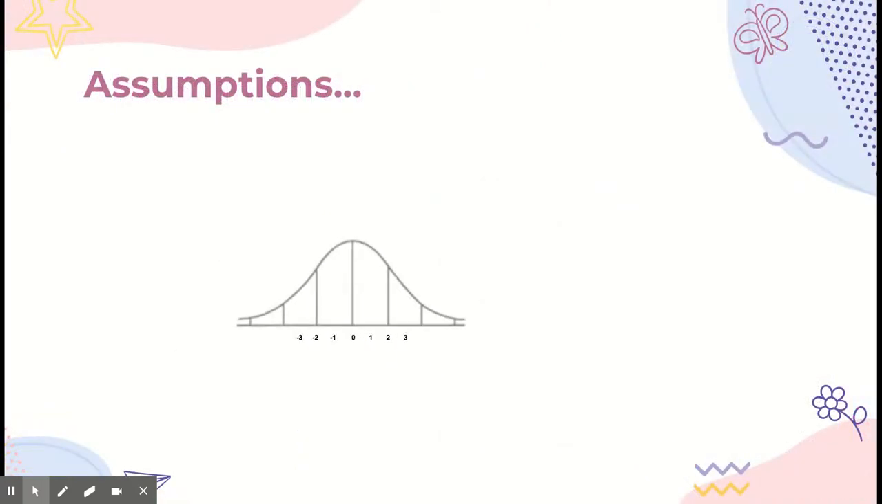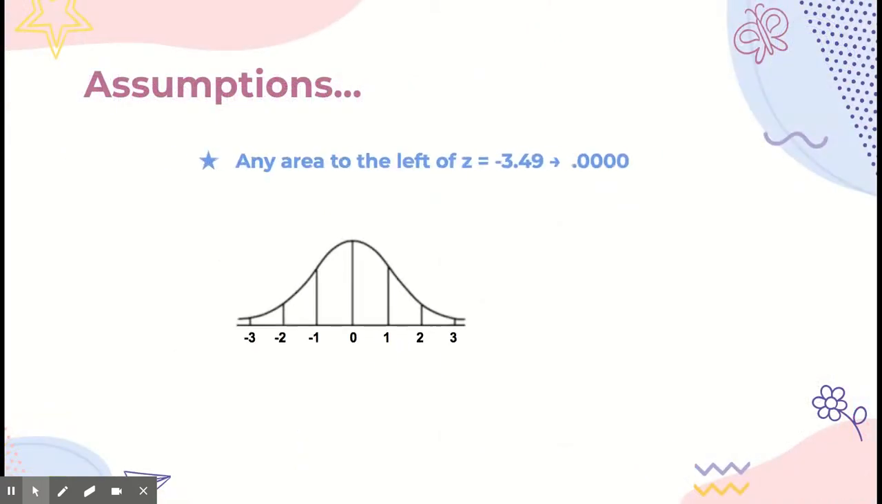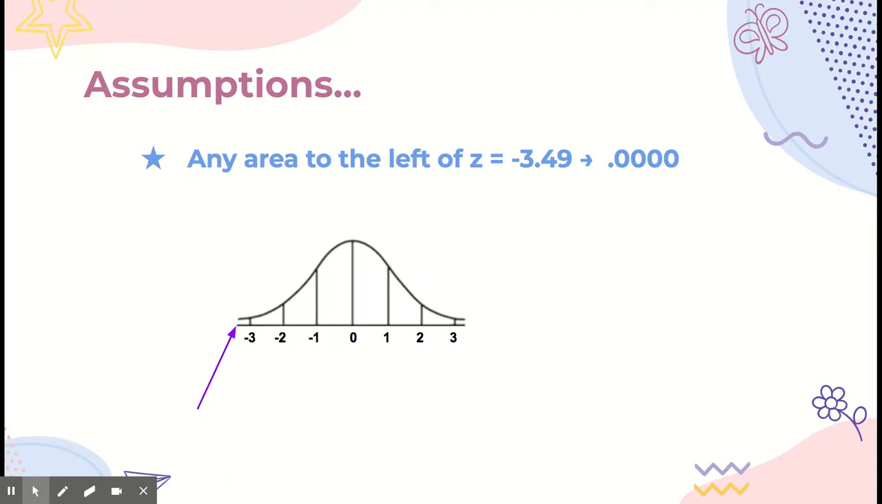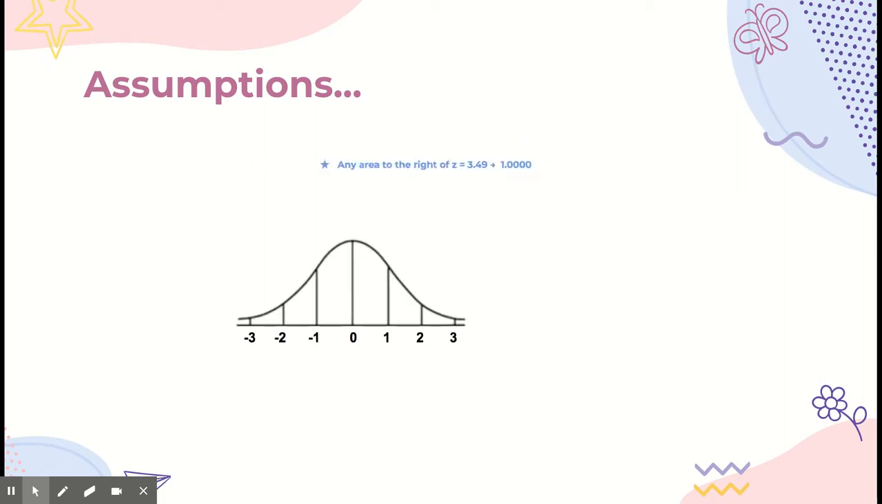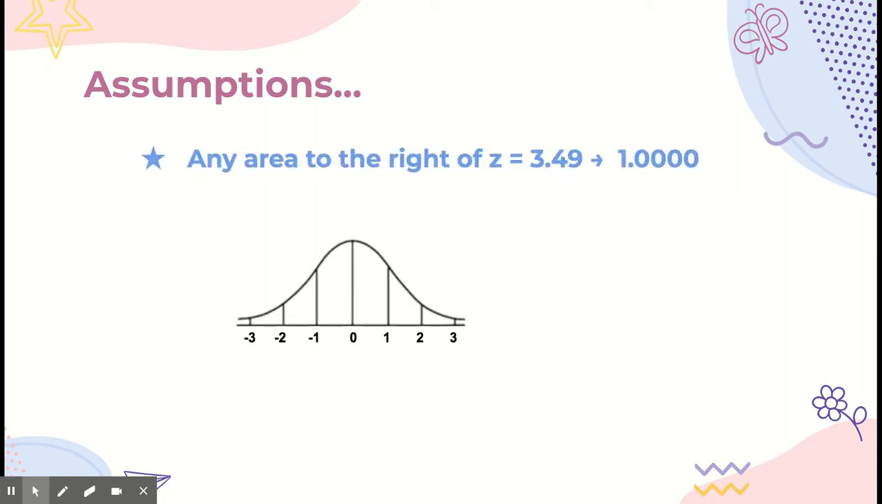There are some assumptions we can make about this graph. For example, any area to the left of z equals negative 3.49, okay, to the left of this tail on the left-hand side of the graph, is going to be about 0. Also, any area to the right of z equals positive 3.49, okay, to the right of right here on the graph, is going to be about 1.